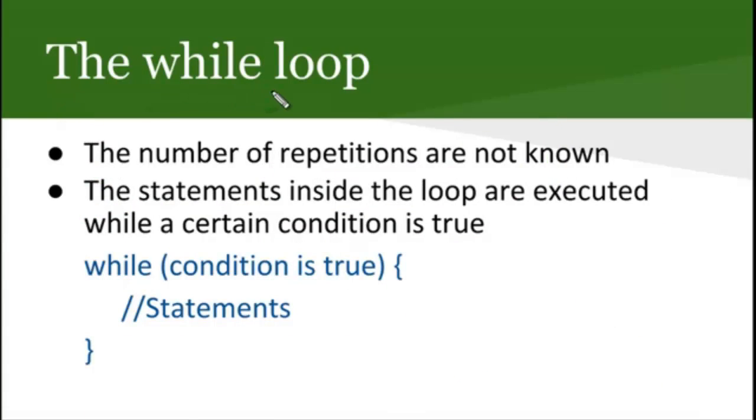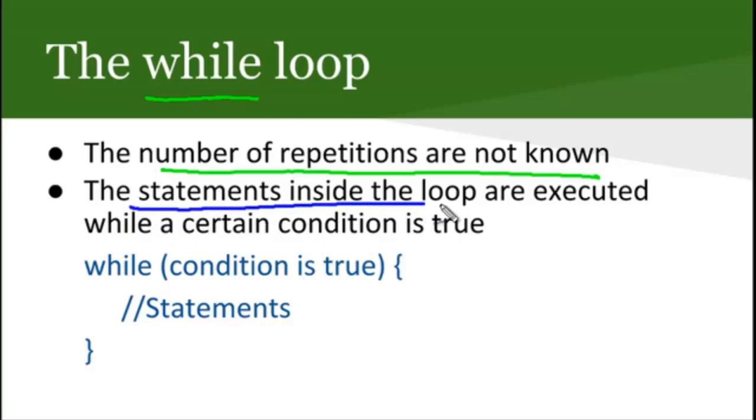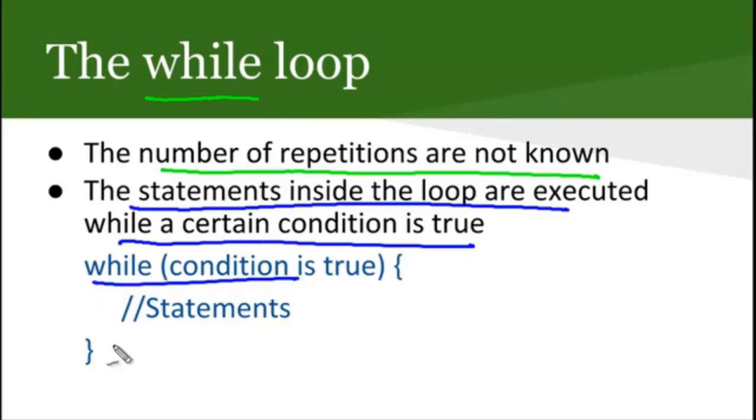So we previously saw the for loop where the number of repetitions was known. So what if we don't know how many times a particular set of statements is to be executed, and we just have a condition? So the number of repetitions is not known. In that particular case, we use a while loop. So the statements in a while loop are executed while a certain condition is true. So while the condition is true, this set of statements, starting from here to here, will be executed. It is as simple as that.